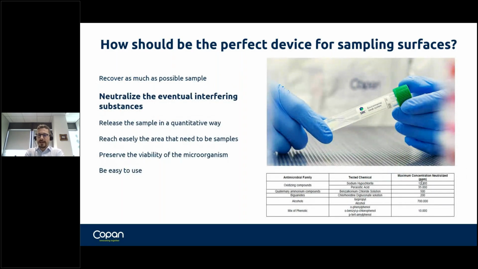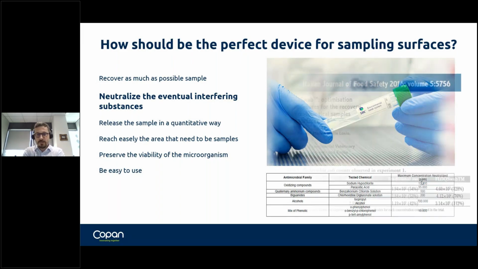We saw that SRK contains molecules that are able to inactivate and to neutralize different antimicrobial compound families like oxidating compounds, quaternary ammonium, biguanidine, alcohols, and phenolic compounds. And these allow you basically to be sure that if any interfering substances are present, these are completely removed or neutralized from the sample.